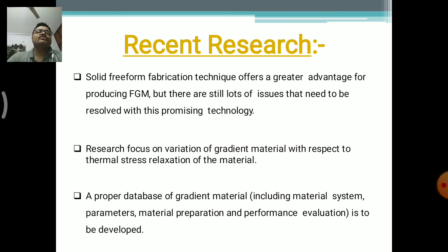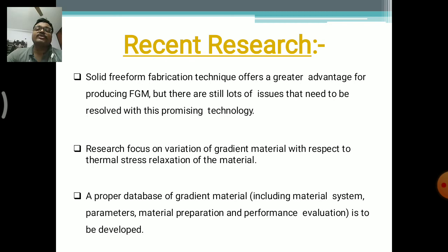But there are still a lot of issues that need to be resolved with this promising technology. Recently we are developing these properties and techniques, so we have to take some time to implement it in a higher manner. Next one is the research focus on variation of gradient material with respect to the thermal stress relaxation of the material. The thermal resistance property is very high as compared to metals and alloys and composites. So this thermal stress relaxation of the material is very high compared to the variation of gradients.